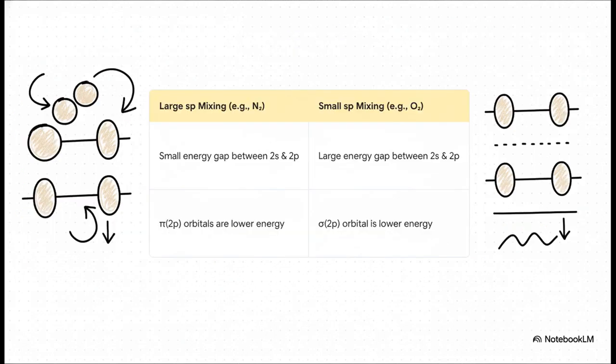So what's the deciding factor? It's all about that energy gap between the original s and p orbitals in the atom. In something like nitrogen, that gap is pretty small, so you get a lot of mixing. But as you move across the periodic table to oxygen, that energy gap gets bigger and the mixing effect just fades away. And this one little detail is the key to solving our entire oxygen mystery.